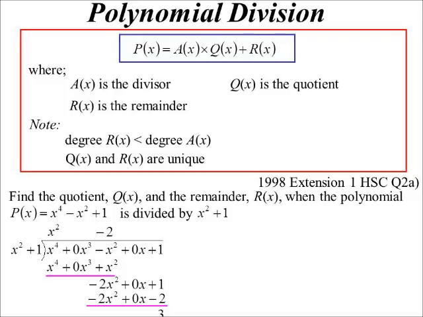That's where we stop. So the question was, find the quotient and the remainder. Well, the quotient ended up being x squared minus 2, and the remainder ended up being 3. I guess what this means is we could rewrite this polynomial as x squared plus 1 times x squared minus 2, but then we'd have a plus 3. We've got the remainder.